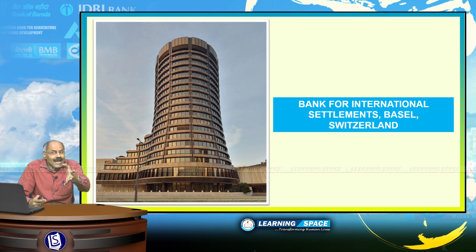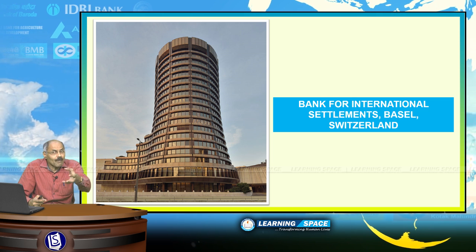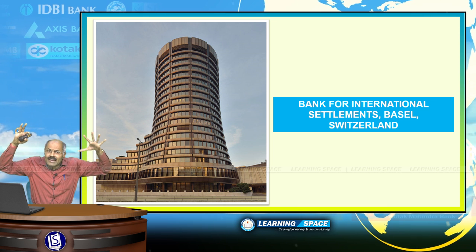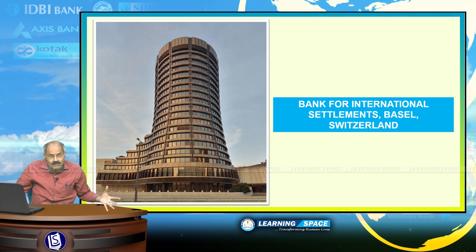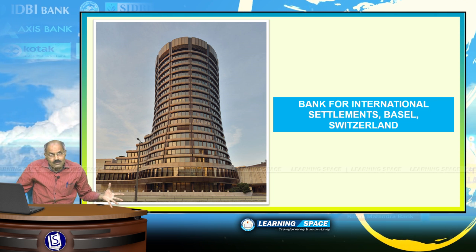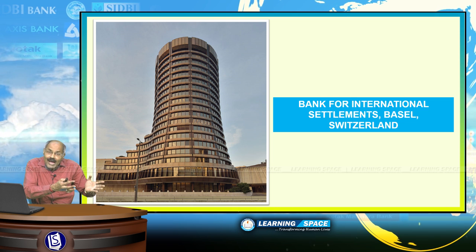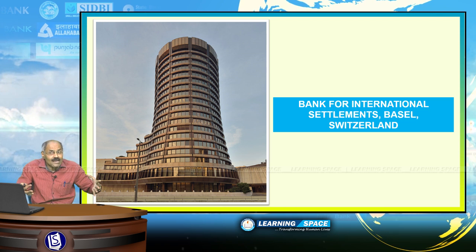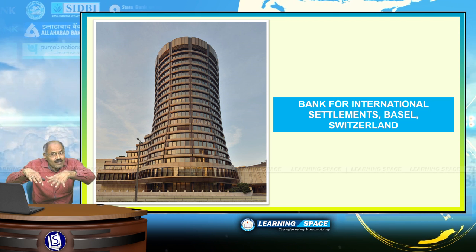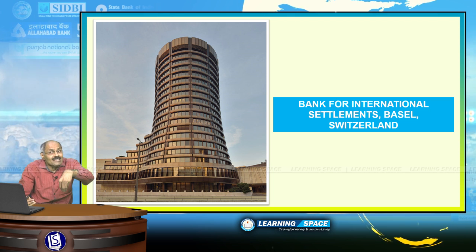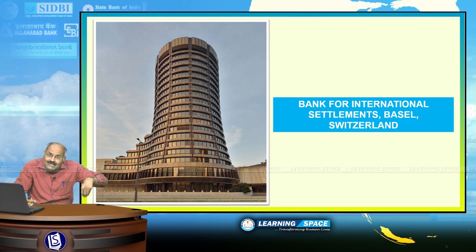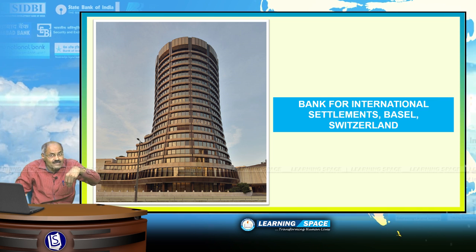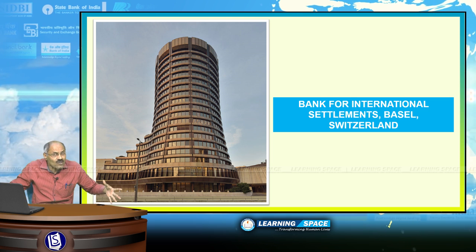What is the main purpose of Bank for International Settlements? The main purpose is to look at the monetary and financial stability across the world. The purpose of each central bank is to look at the monetary stability of its own country. But nowadays, the global economy is interconnected. That's why BIS, Basel, Switzerland, is the central bank for the central banks, to look at the monetary stability and financial stability of the world as a whole.